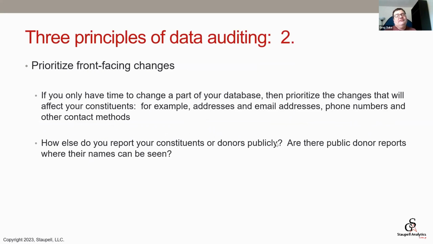The second principle is, when we're going to prioritize, we want to prioritize front-facing changes. So if you only have time to change part of your database, think about the changes that are going to actually affect your constituents. So especially things like addresses and email addresses. One thing I've noticed is that even if an address gets to a constituent, if it looks sloppy, like something is misspelled, especially a city, or the zip code is wrong and the post office has to write down the correct zip code, it does make your institution look a little non-professional. And so I often say that this is a part where you want to clean things up.